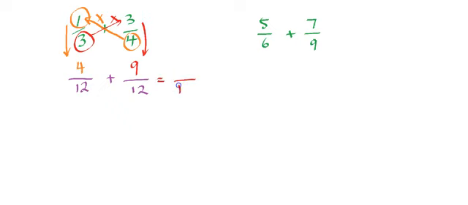We know that we're dealing with twelfths, so let's put the twelfths in the answer. 4 plus 9, that's 13. And we can rename that as a mixed number. 13 divided by 12 is 1, with 1 left over, and we're dealing with twelfths. And that would be the final answer. We can do the same approach with the next one over.